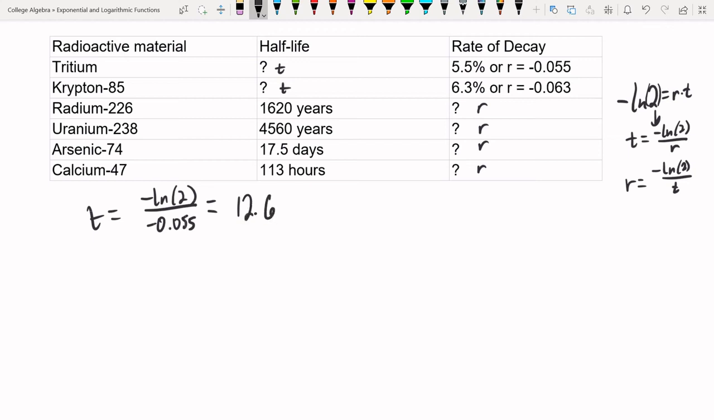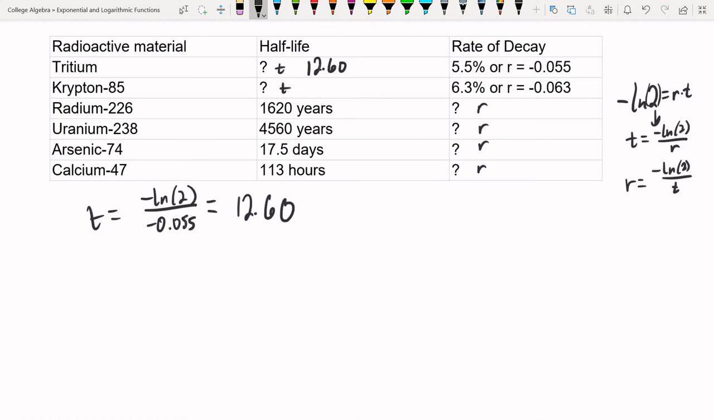giving us 12.60, to 2 decimal places, 12.60 years. That's how fast it decays. Well, that's how fast half of it decays. So if it had, like, I don't know, 60 grams of tritium, then in 12.6 years you should have 6 grams of tritium because it decayed half of it.